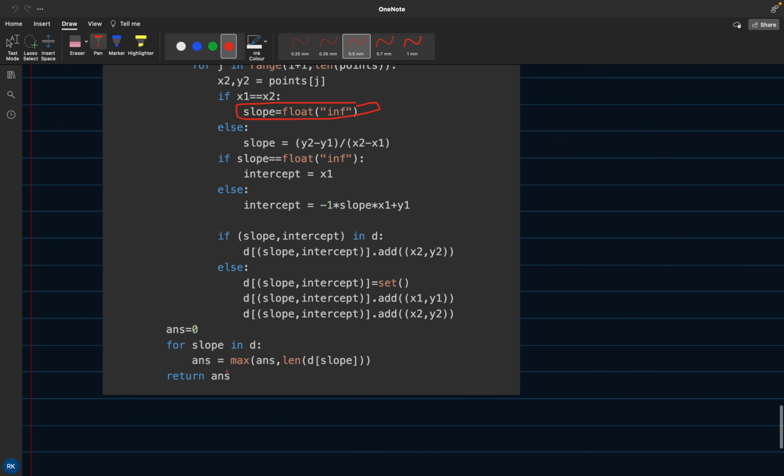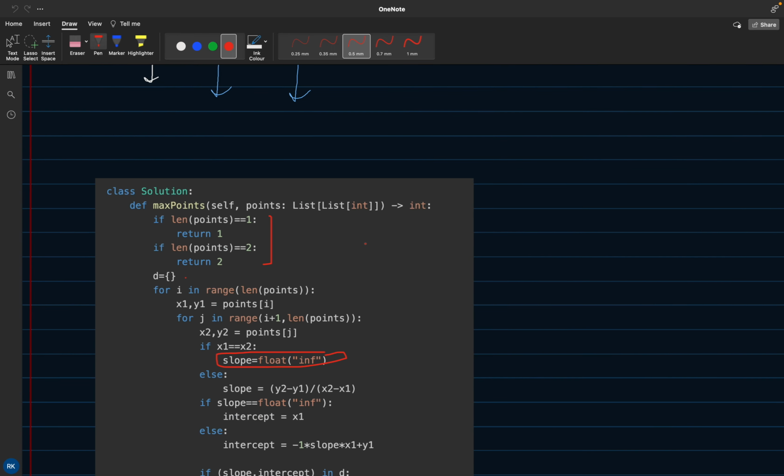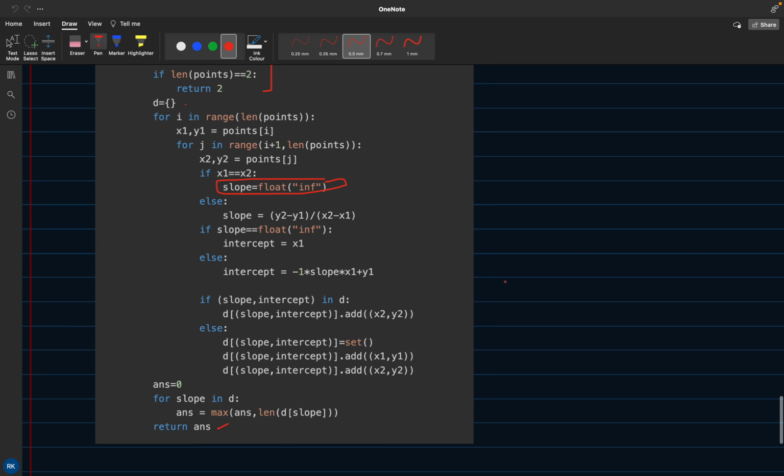And at last I can traverse the dictionary and find the maximum length of set of points in the dictionary, and next I am going to return the answer. So that completes the code. So I hope you were able to understand this.